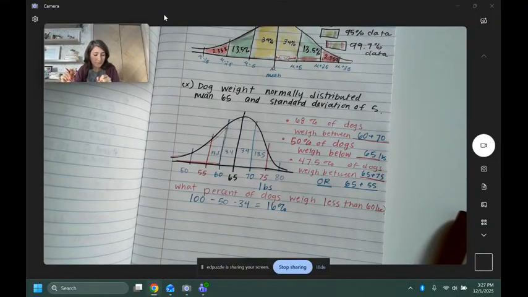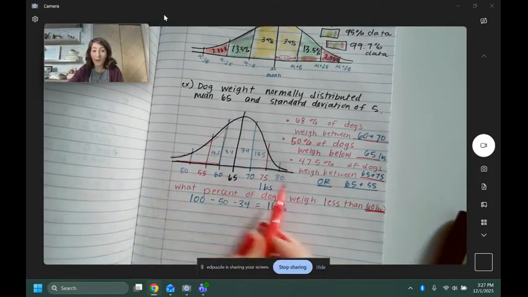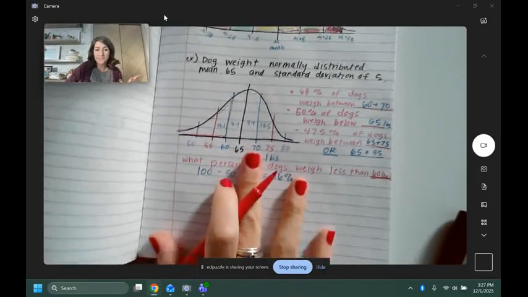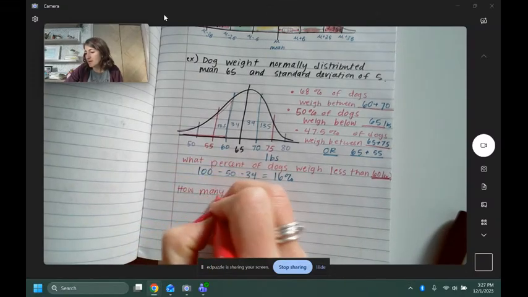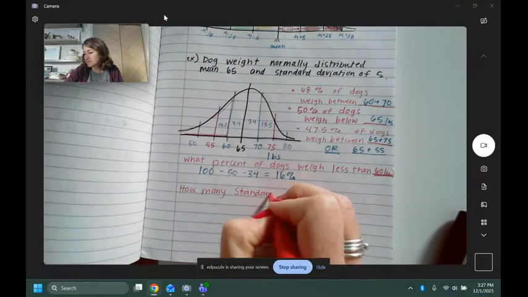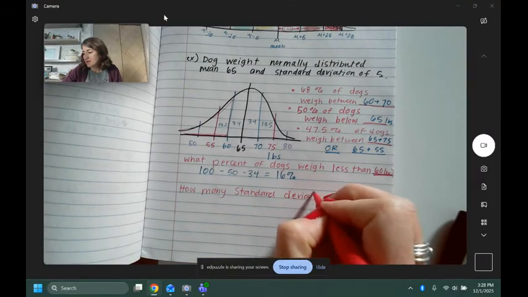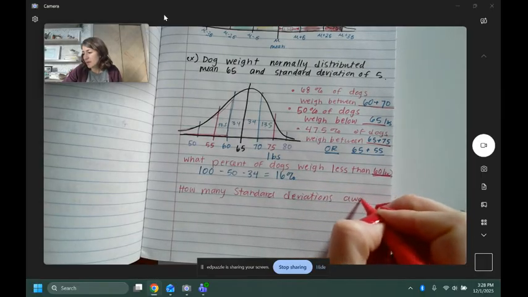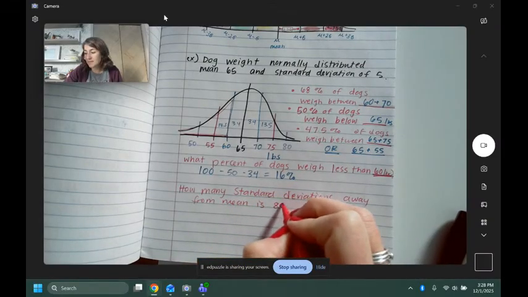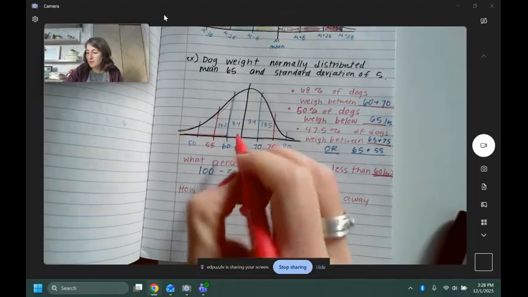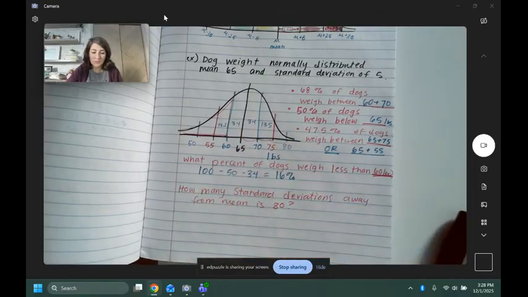Now, I can also say, if I didn't give you one that fell on the bars, like if I said, how many standard deviations away from the mean is 80? So 80 is 3 standard deviations away from the mean, right?